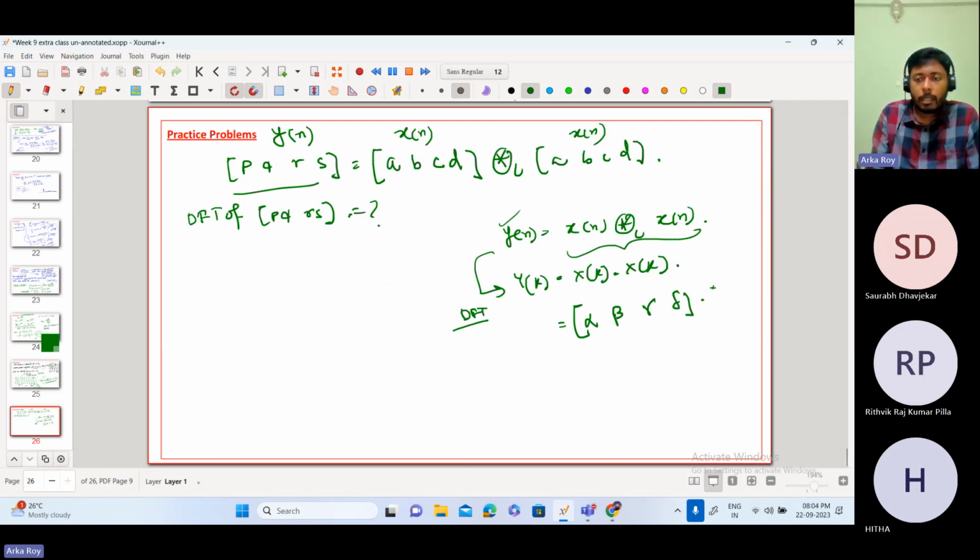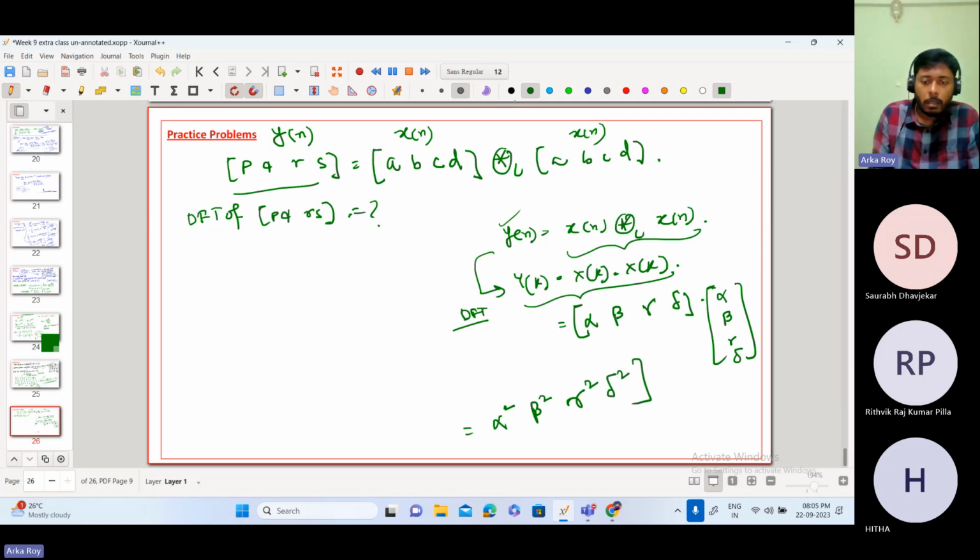And this is actually what we do in computers. Mathematically, we write that Xk is multiplied with Xk, but in actuality in computers we do Xk and Xk transpose. So with alpha, beta, gamma, delta, you will get alpha squared, beta squared, gamma squared, and delta squared.